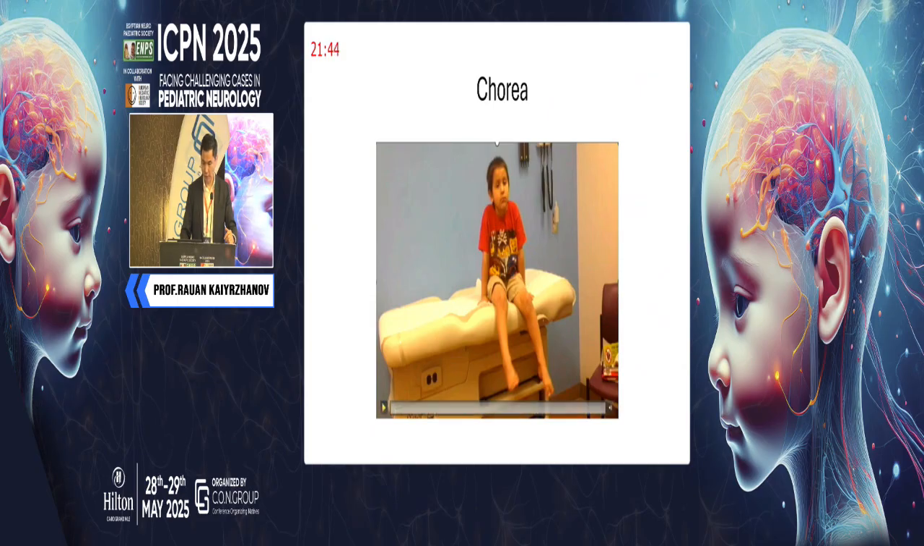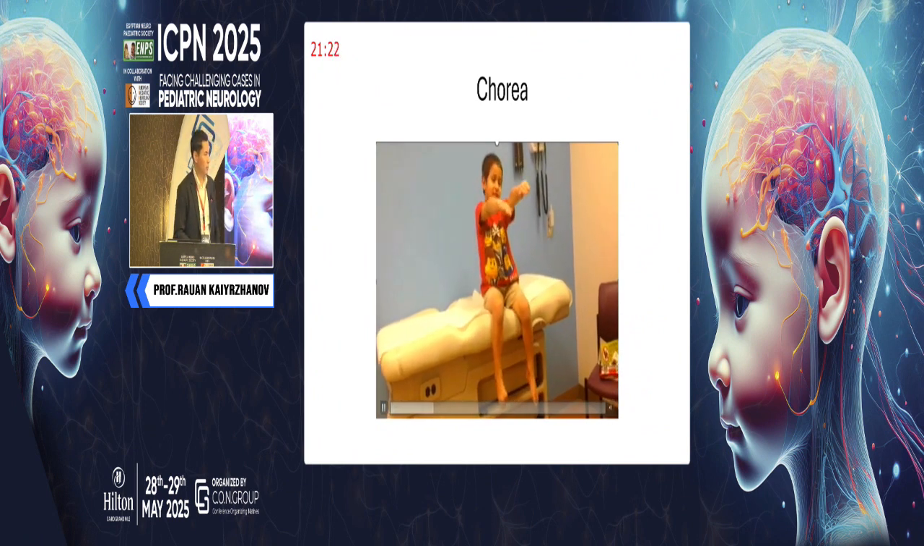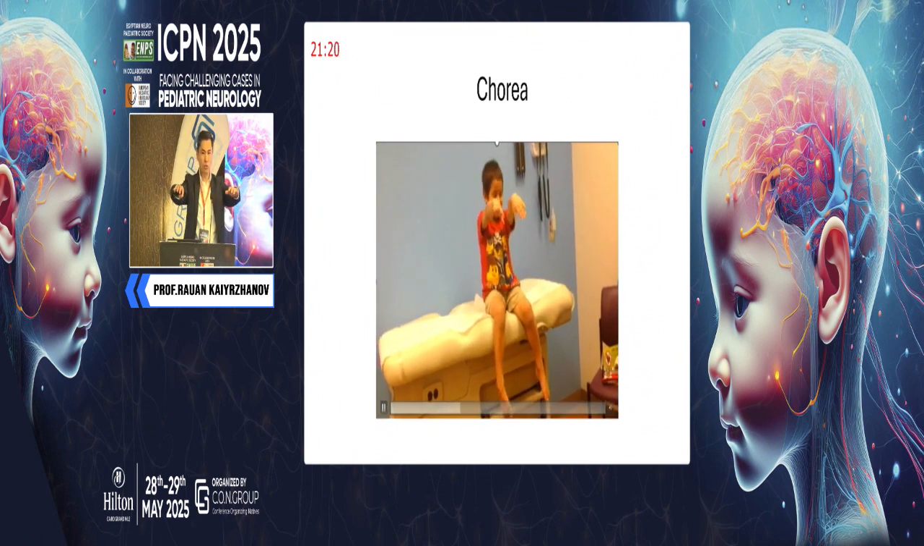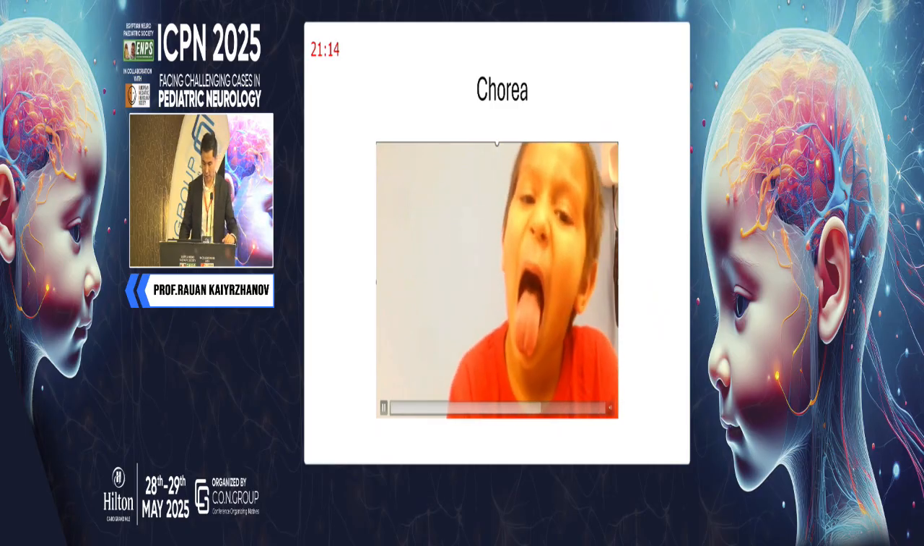What is chorea? Chorea is non-rhythmic, abrupt movements. Basically, it's a series of non-rhythmic abrupt movements that are repeated in random order and result from continuous ongoing contraction of muscles from one group to another. That's why patients look like dancing. If you look at this video, you will see the continuous contraction of muscles non-stop from one group to another. That's why patients look like dancing.